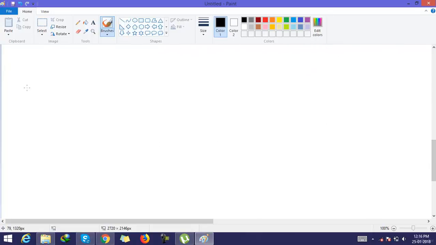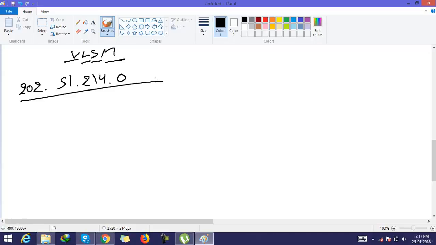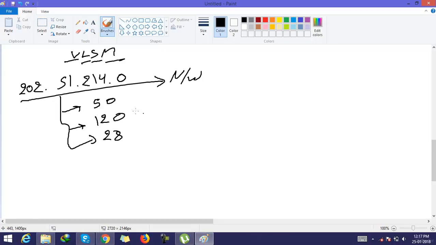Now take an example of VLSM, variable length subnet mask. This is our network. We need to create three subnets or three LANs. The first LAN has 50 PCs, the second LAN has 120 PCs, and the third LAN has 28 PCs. So we select the LAN that has the maximum number of PCs, that is this. This is our first LAN. Then the remaining LANs have 50 PCs and 28 PCs.